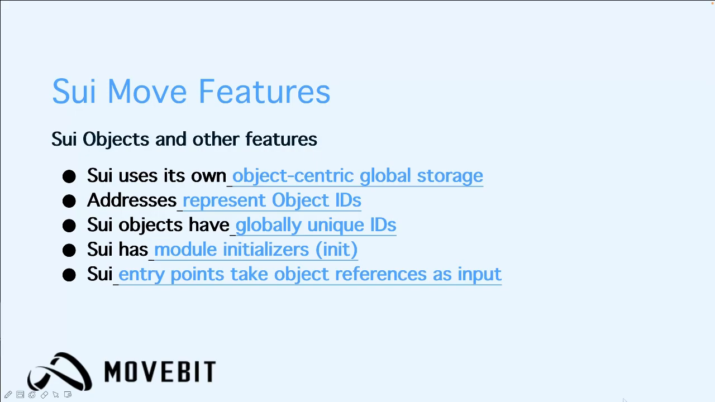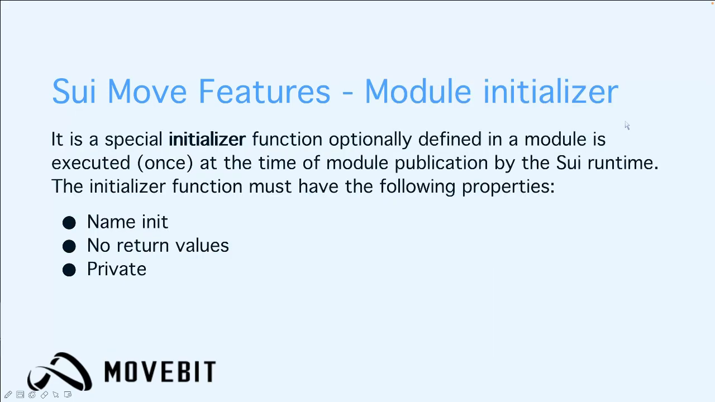Alright, so let's uncover the module initializer in detail. The module initializer is a special initializer function optionally defined in a module, which is executed at the time of module publication by the Sui runtime. The initializer function must have the following properties. It has to have the name init, it has no return values, and it's a private function.